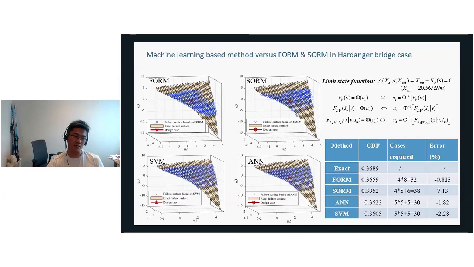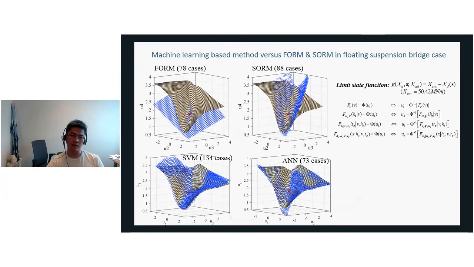But if you look at the surfaces determined by the support vector machine and the artificial neural network, they are much better. And you can also see the number of cases required. The machine learning methods use only 30 cases, which is even fewer than the cases used in FORM. So in this case, the machine learning has much better performance than the conventional approaches. And here is the case we applied to the floating suspension bridge. The x-axis U2 and the y-axis U3 correspond to the distribution of wave height and the peak wave period, and U4 is related to the short-term extreme bending moment. Because it's hard to plot a full-dimensional figure, the value of the mean wind velocity U1 is fixed.